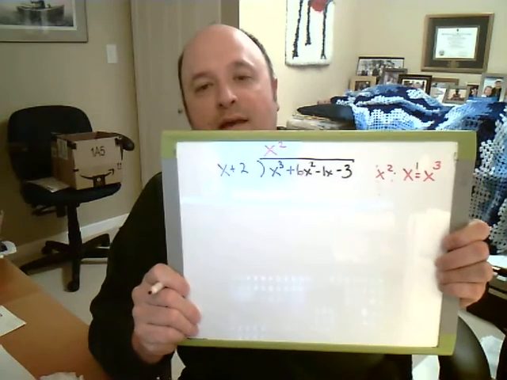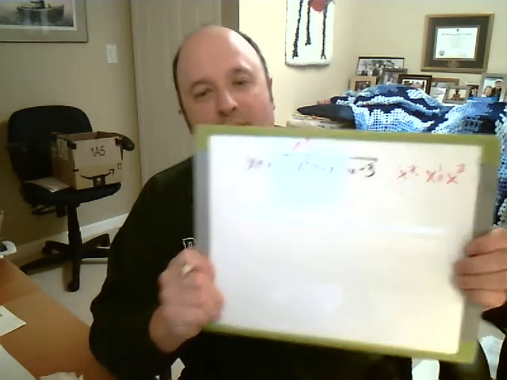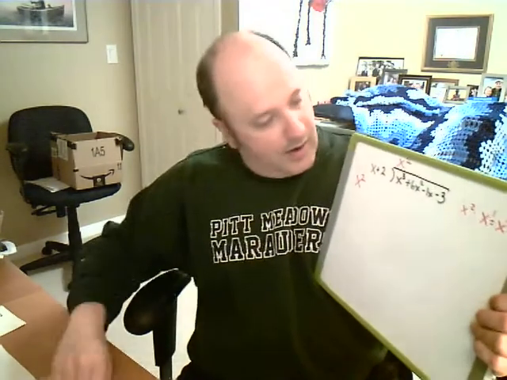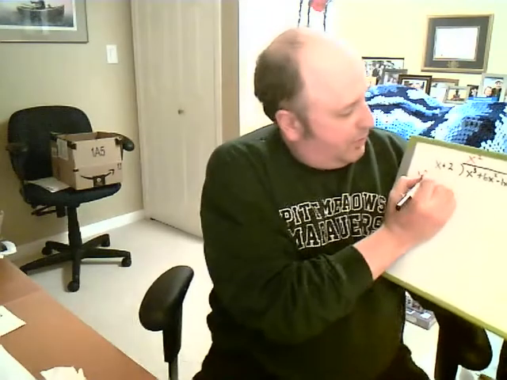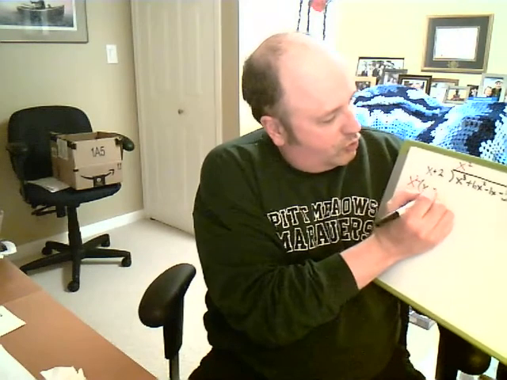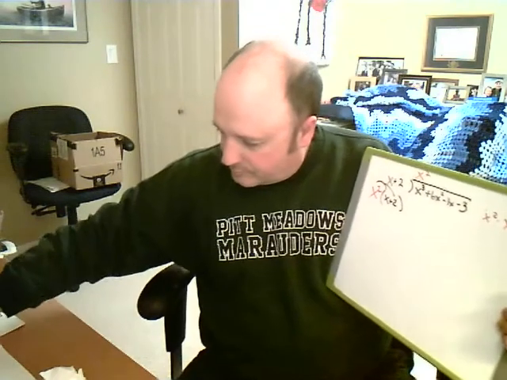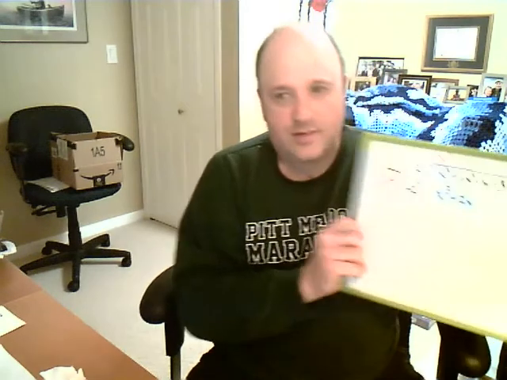What times x gets us x cubed? And you're like, okay, I kind of remember that. Remember, we take the guy on the top and we multiply it by our divisor. We multiply this by our divisor here, a little bit of front door bomber in. And I'm left with x squared times x is x cubed, and x squared times 2 is plus 2x.